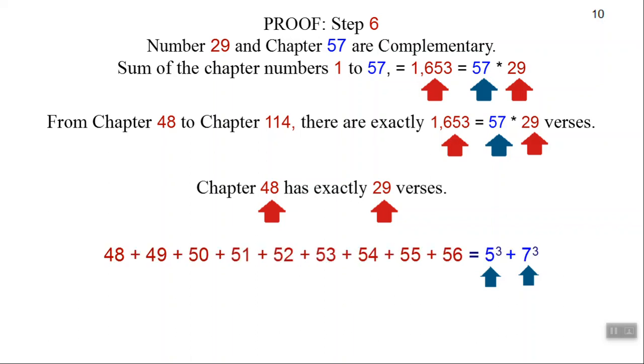And here, miraculously, the sum of the chapter numbers that begin with chapter 48 and end right before chapter 57 is equal to the sum of the cubes of the two digits of chapter 57, that are the cube of 5 and the cube of 7. This is a sign that we are on the right path.